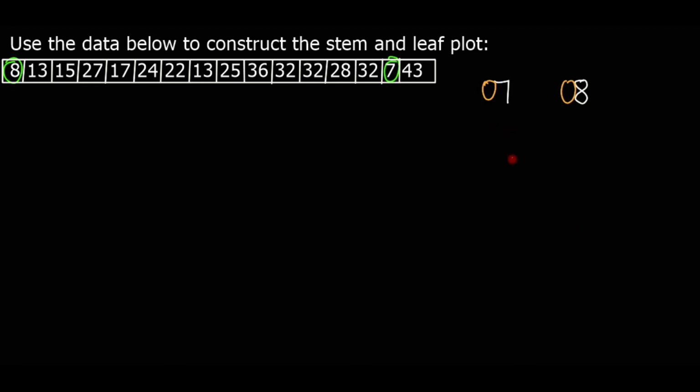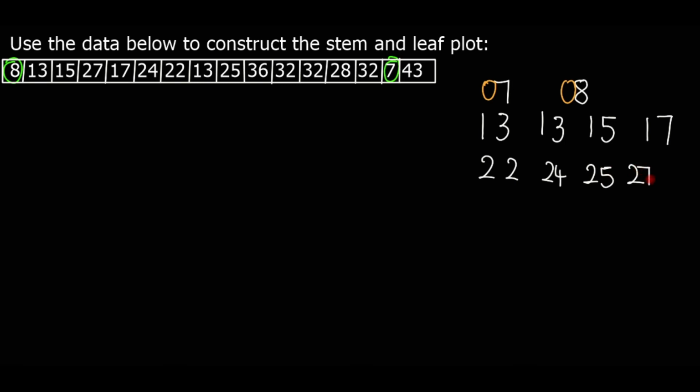So after 7 and 8 we only have the 10-somethings, so we have 13, and then 13 again, and then 15, and then 17, and then the next is 22, and then 24, 25, 27, and 28, and then the next is 32, and then 32 again, and then 32 again, and then 36, and then after here we have 43. Now let's write the stem and the leaf plot.